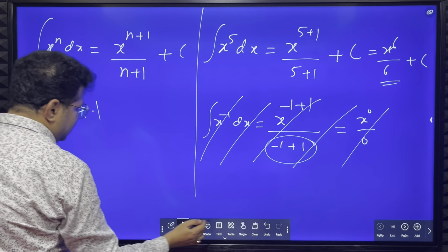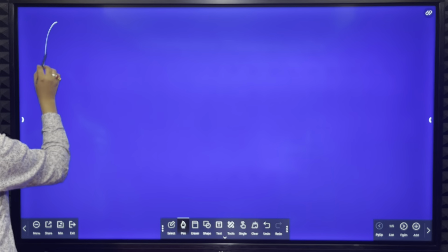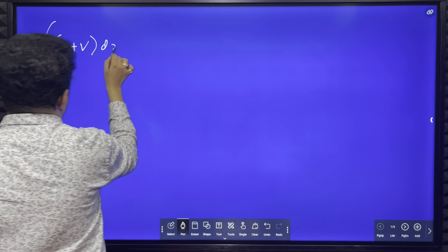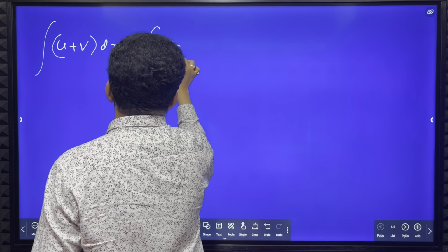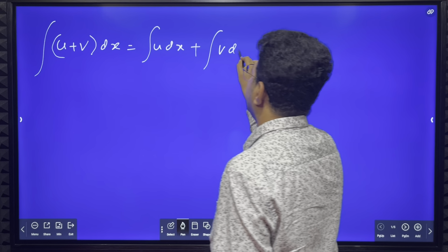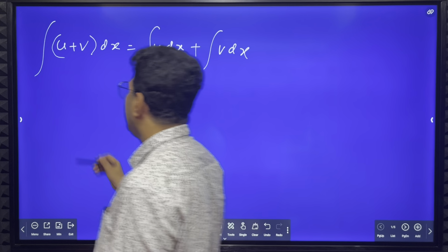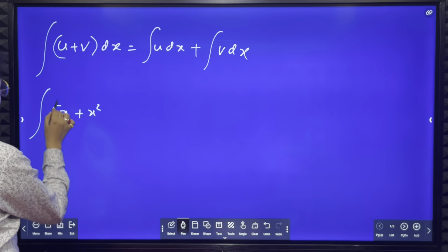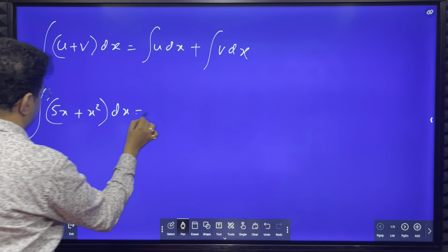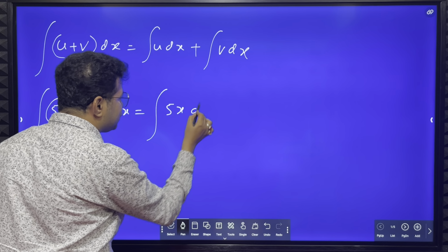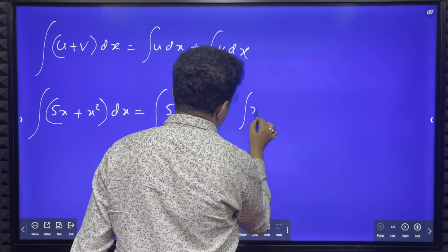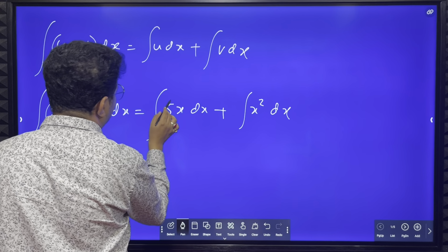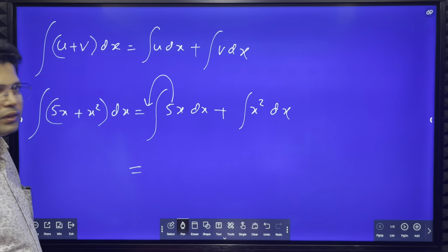Now, if there is, for example, integration of u plus v with respect to x, it is equal to integration of u with respect to x plus integration of v with respect to x. You can do it like this. Say for example, integration of 5x plus x square with respect to x is equal to integration of 5x with respect to x plus integration of x square with respect to x. What happened? This is a constant outside.